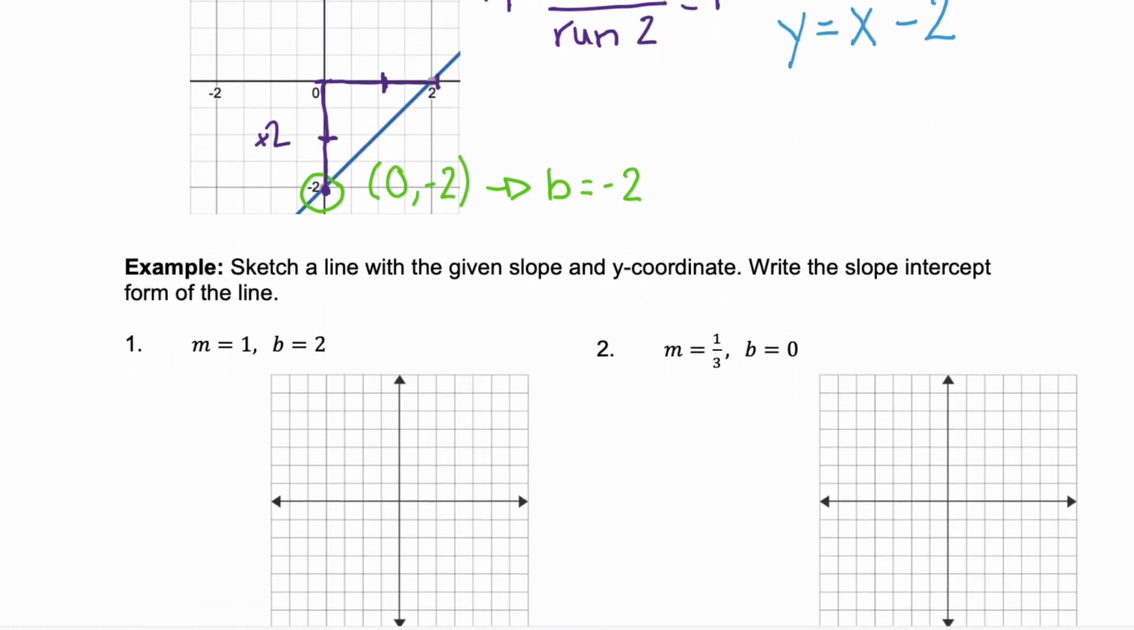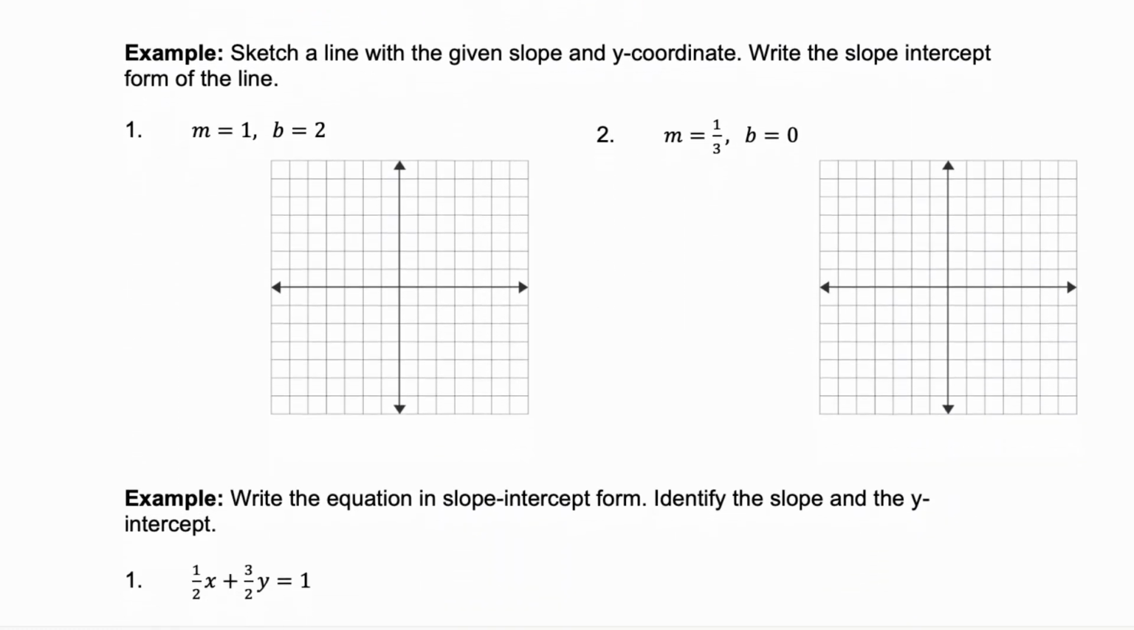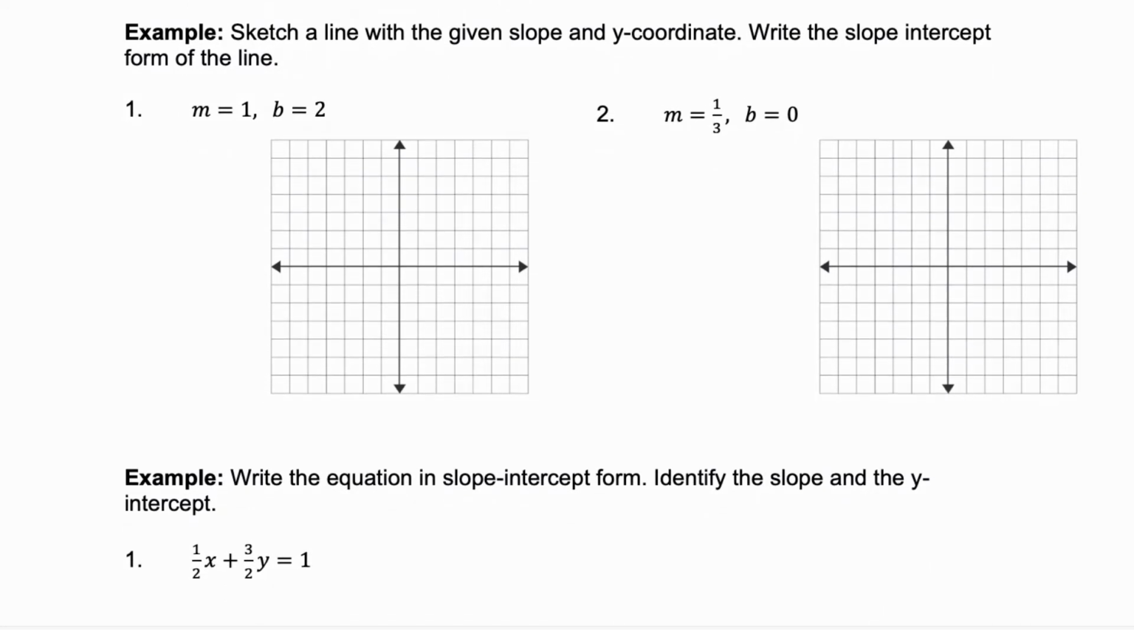Let's look at the next example. Here we're asked to sketch a line with the given slope and y coordinate. Then write the slope-intercept form of the line. Well, remember b is the y-intercept, and it's actually a point of the form 0, 2. So we can plot this. From the origin we go up 2. There's our y-intercept.